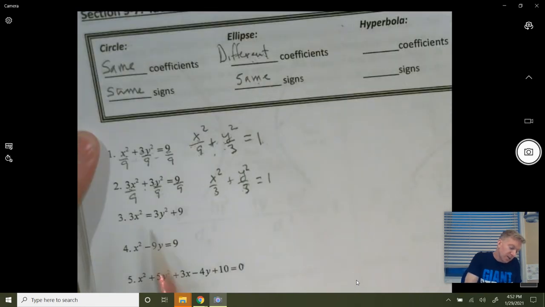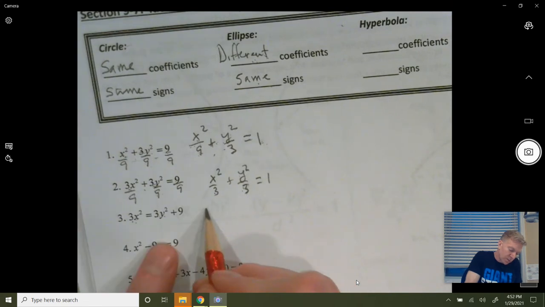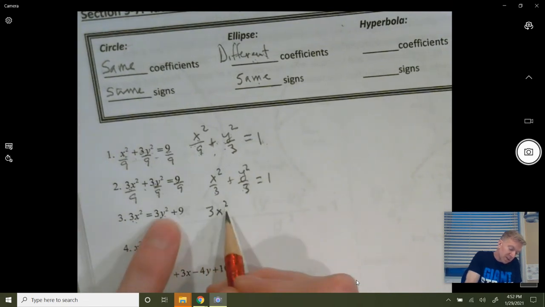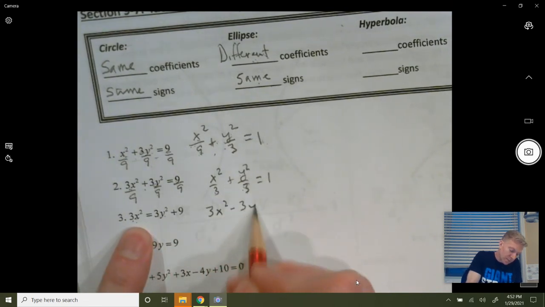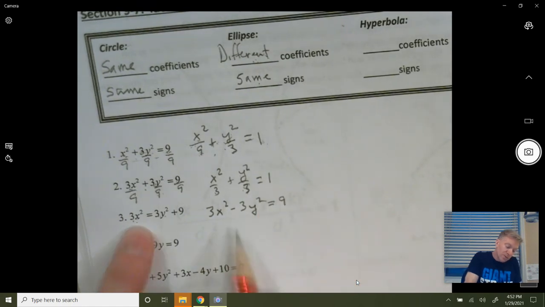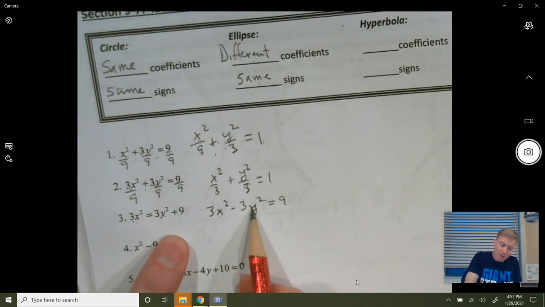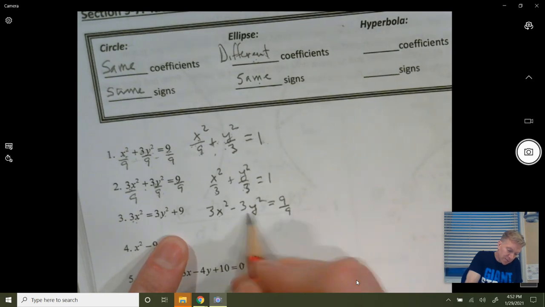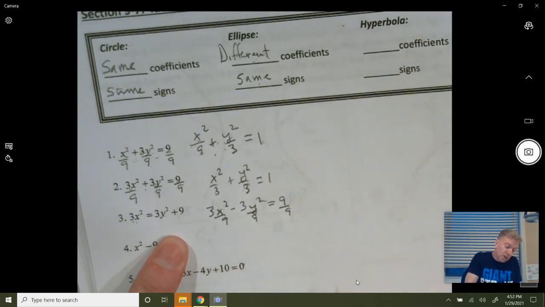Now this one looks like you've got same coefficients for x squared and y squared. One's positive, one's negative, but an assumption is that they're all on the same side of the equation. So if you've got 3x squared, bring that to the other side, minus 3y squared is equal to 9. Now you've got different signs. Hopefully you recognize here, if we divide everything by 9, you're going to have positive for your x squared, negative for your y squared. And when your x squared and y squared have different signs, that's a hyperbola.